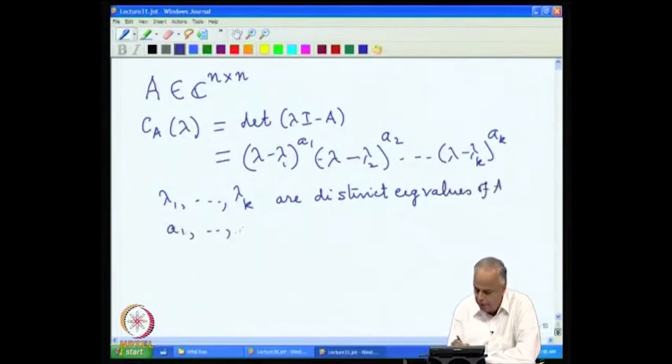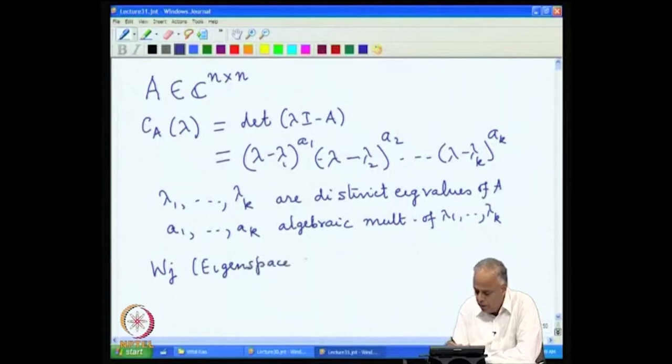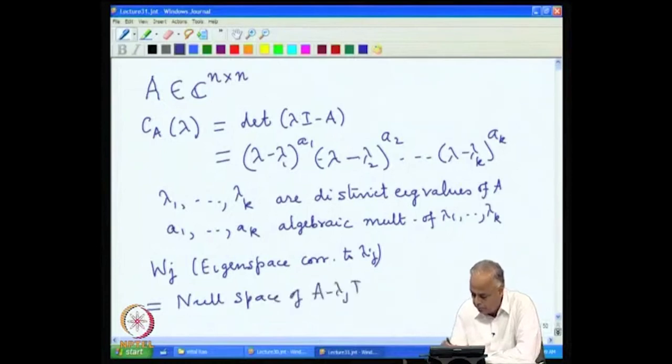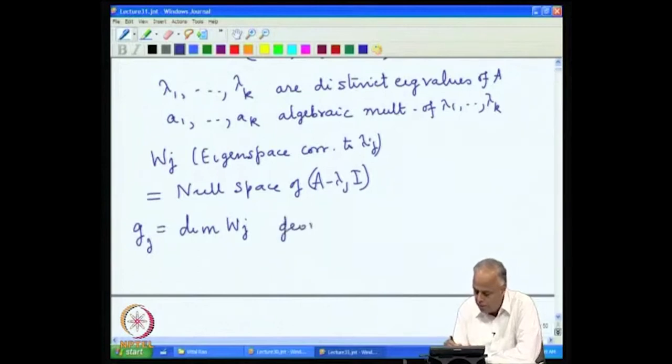And a 1, a 2, a k are called the algebraic multiplicities of these eigenvalues, lambda 1, lambda 2, lambda k. Then corresponding to these eigenvalues, we define the eigenspace corresponding to lambda j as the null space of A minus lambda j I, and the dimension was found to be always greater than or equal to 1. This dimension of W j is what we denoted by g j, and this was called the geometric multiplicity of lambda j.